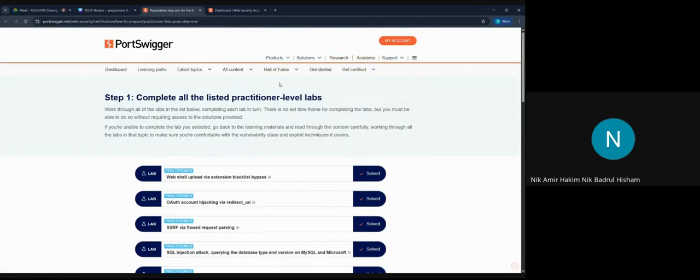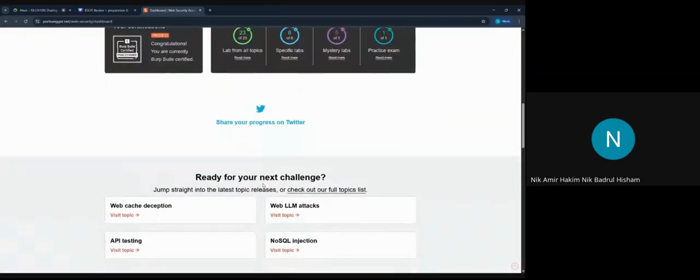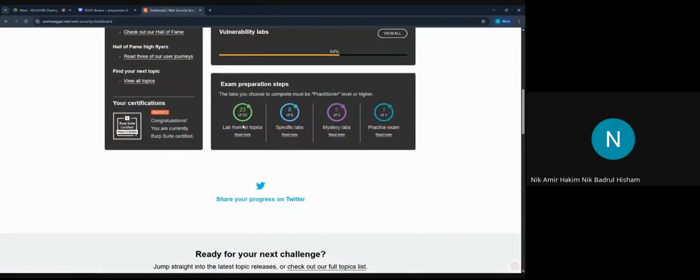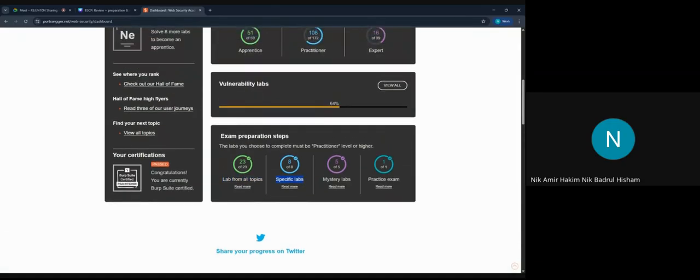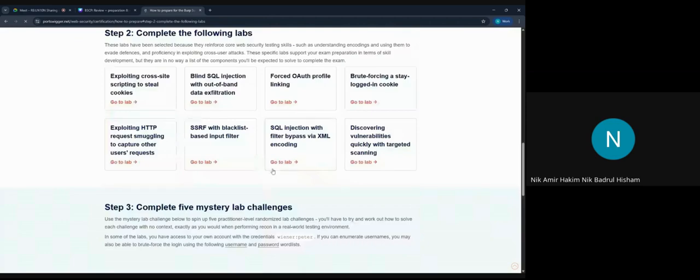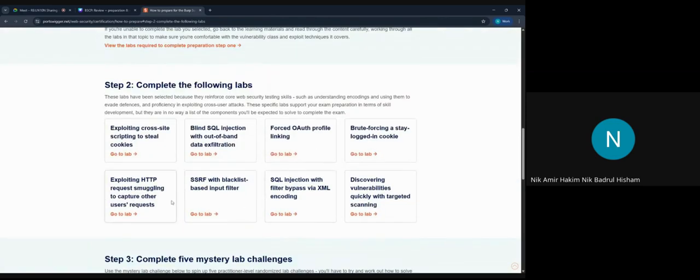And also, sorry, they have 23 labs that you need to solve. And for the specific lab, this is the recommended lab. So they give you 8 recommended labs. You need to solve all these labs in order to get the requirement.